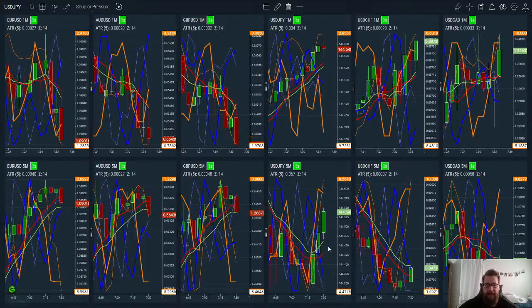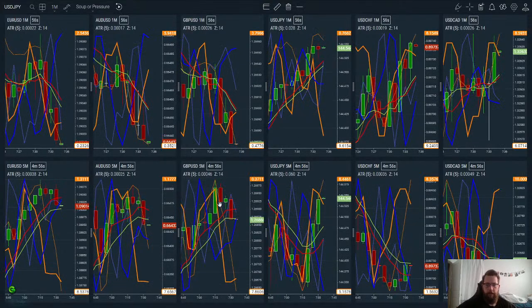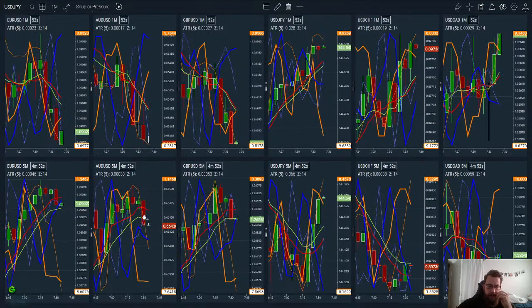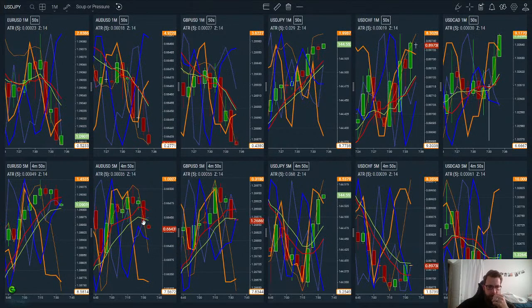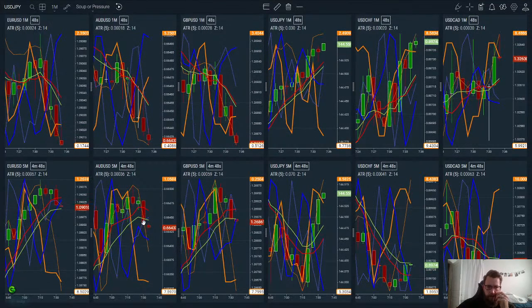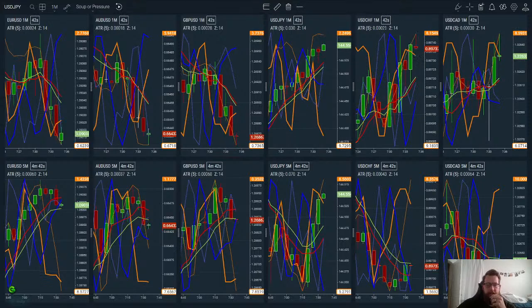Looks like the yen is reversing. Looks like everything's kind of looking to reverse here. We could actually possibly take a trade off of this. The Aussie.